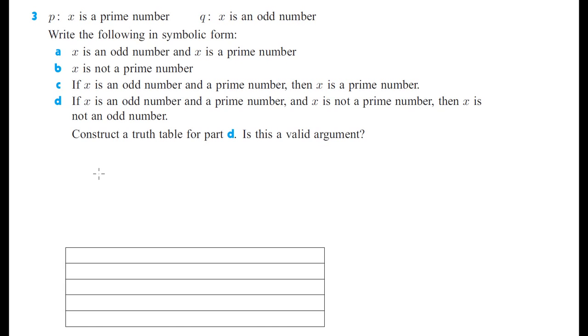Number 3, P: x is a prime number, Q: x is an odd number. Write the following in symbolic form. Okay, so let's do that for A. Let's change back to blue here. X is an odd number and x is a prime number. So odd number is Q, and x is a prime number is P, so it's Q and P. Okay. B, x is not a prime number, so that's not P.